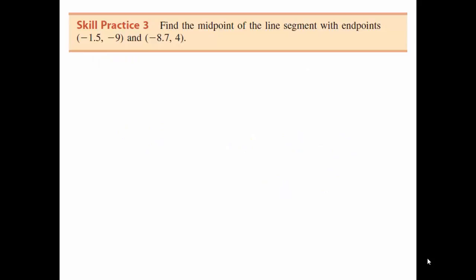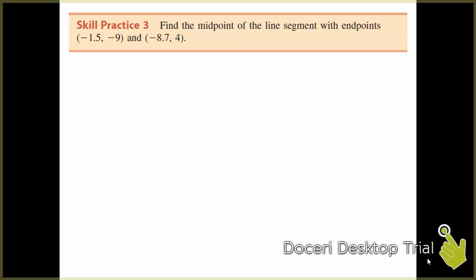Okay. Find the midpoint of these line segments. I don't think you really need to do that, but real quickly we could set it up. It would be negative 1.5 minus 8.7 over 2 would be your x's, and then your y's would be negative 9 plus 4 over 2. And then you can calculate it out. But that's the way you would calculate that.